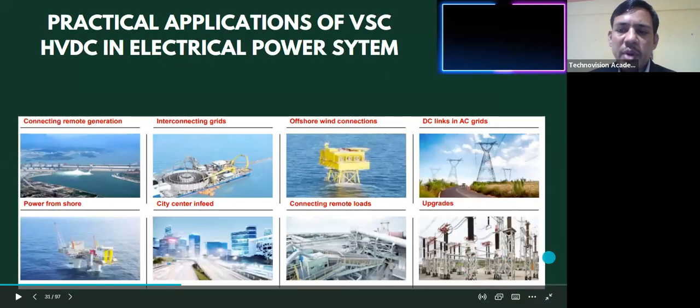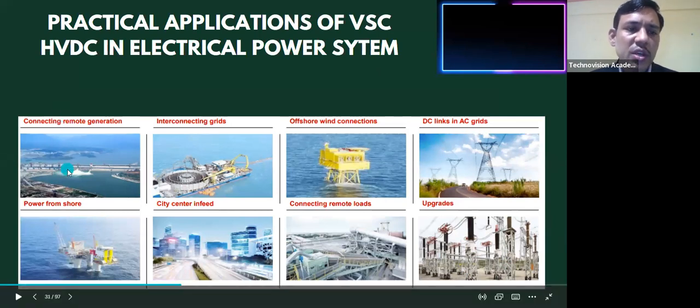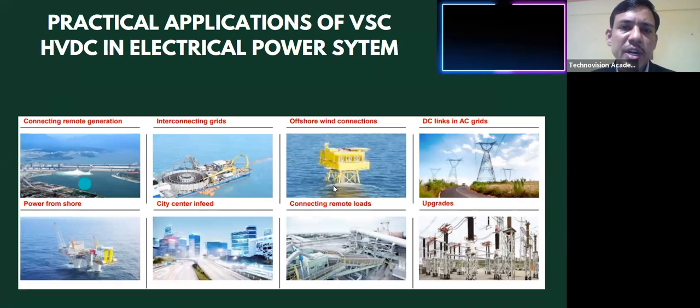And these are some of the practical applications of VSC HVDC we are actually using. VSC HVDC has tremendous applications, like connecting remote generation. Any remote generation, such as hydro, you can connect with the grid by using this VSC HVDC. Interconnecting grids: you can connect two different grid networks with stable operation with the VSC HVDC.